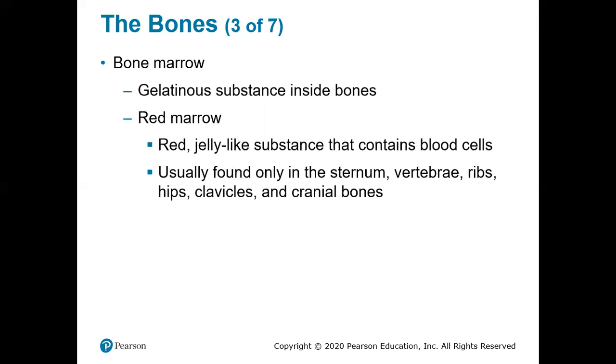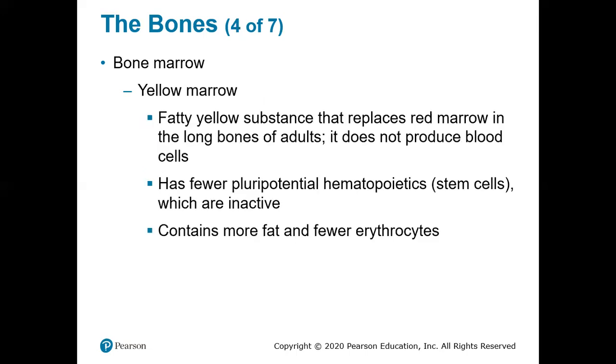We have red marrow, a red, jelly-like substance that contains blood cells, usually found only in the sternum, vertebra, ribs, hip, clavicles, and cranial bones. And yellow marrow, which is a fatty substance that replaces red marrow in the long bones of adults. It does not produce blood cells. It has fewer pluripotential hematopoietic or stem cells, which are inactive, and it contains more fat and fewer erythrocytes.